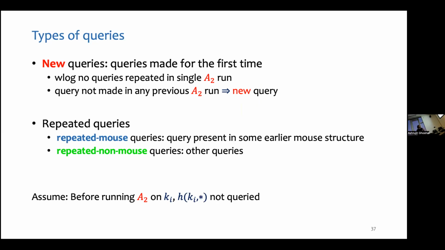So from now on, I'll make a different assumption: before running the adversary on a particular key, the random oracle had not been queried prefixed by that key. I claim that this is a much more reasonable assumption, and I'll justify it very soon. In particular, this implies that every mouse structure has a new query, because the mouse structure for every key has to contain the key itself, and since it's not been queried before, the structure has to have a new query.